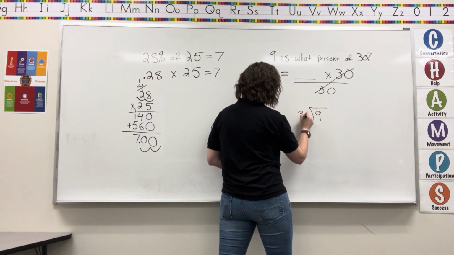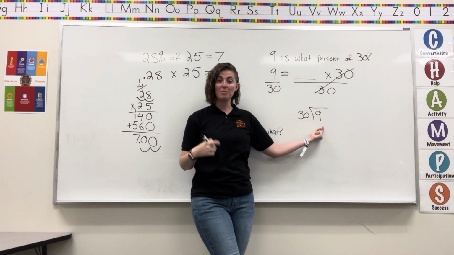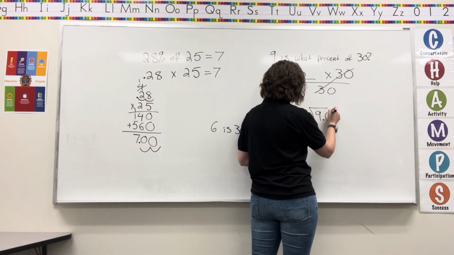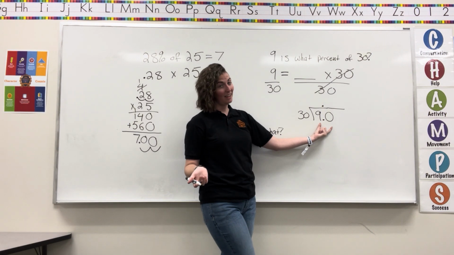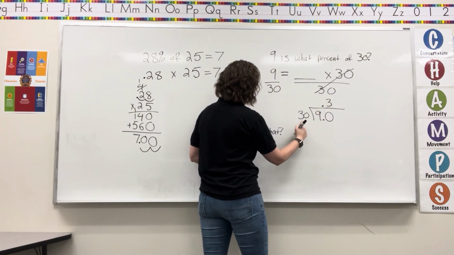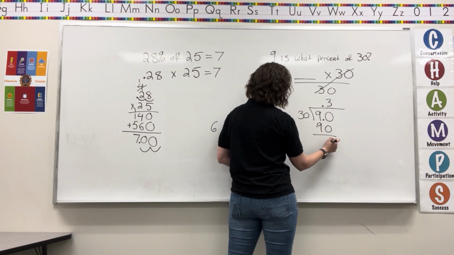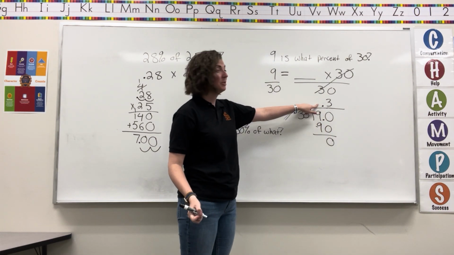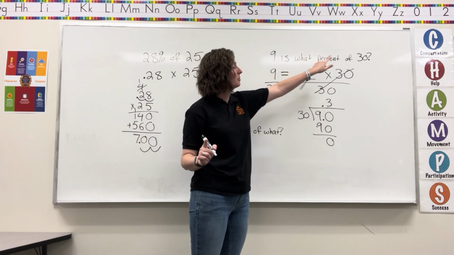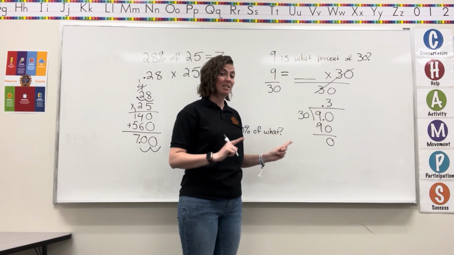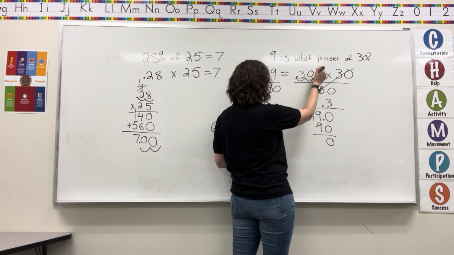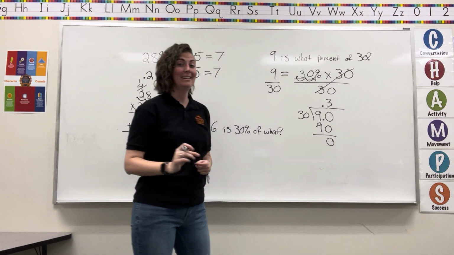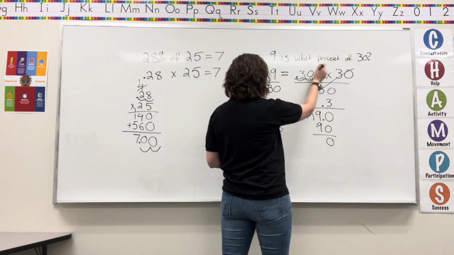9 divided by 30. 30 does not fit into 9. We're going to go secret decimal and our invisible 0. Bring the decimal point up. 30 fits into 9 3 times. 3 times 30 is 90. Subtract, and we get 0. So I end up with a decimal, but it's asking what percent. When we convert from decimal to percent, we move our decimal point 2 places to the right. So we really have 30%. 9 is 30% of 30.